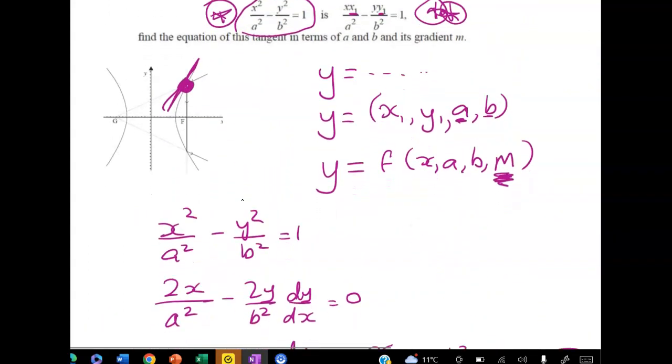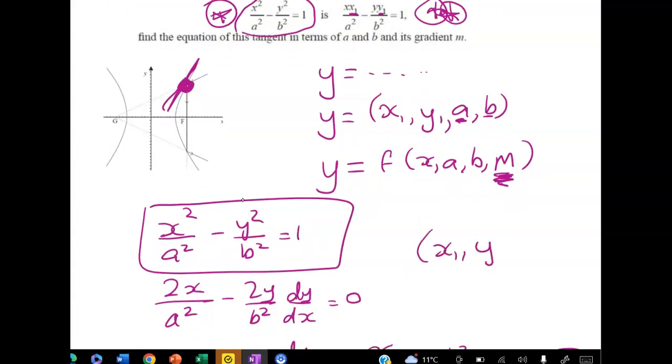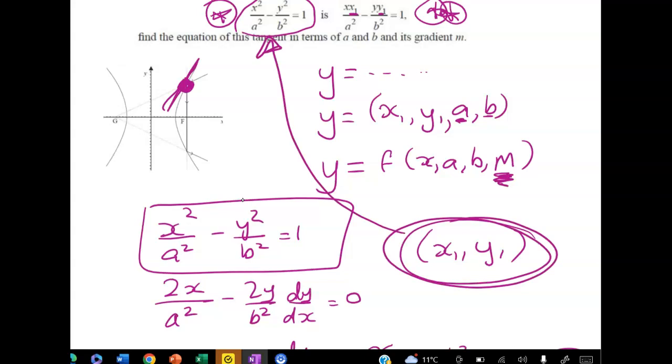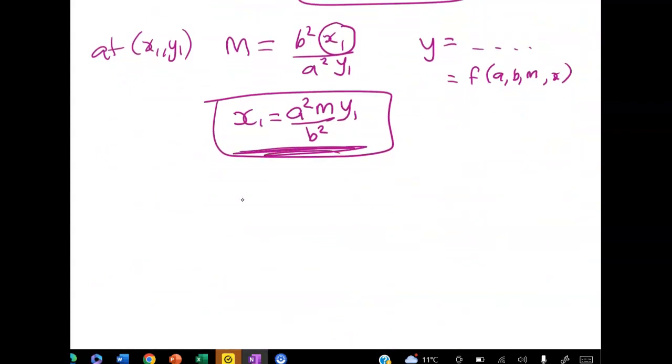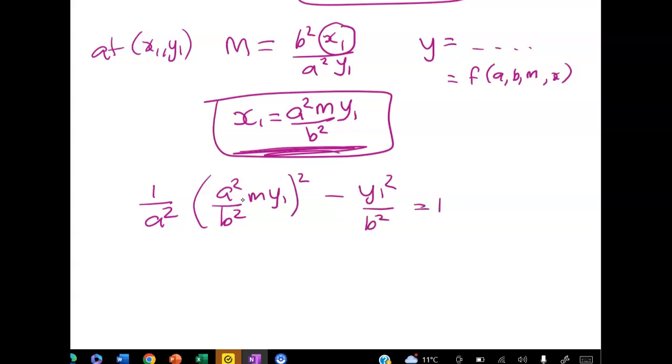We've differentiated this hyperbola. So we've said we can find a general expression for the gradient. But I haven't yet used the fact that x1, y1 is special, right? It's a point on the curve. And because it's a point on the curve, it has to satisfy this equation here. So I'm going to substitute in this x1 value into the equation of the curve. So we've got 1 over a squared times x1 squared minus y1 squared over b squared is equal to 1.